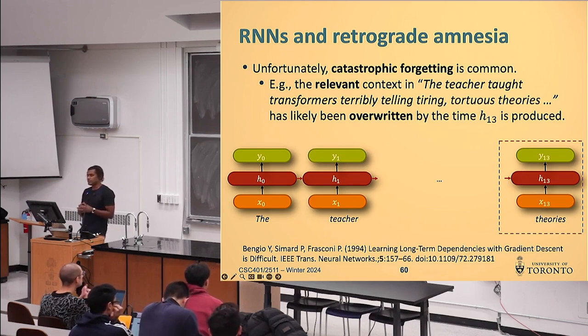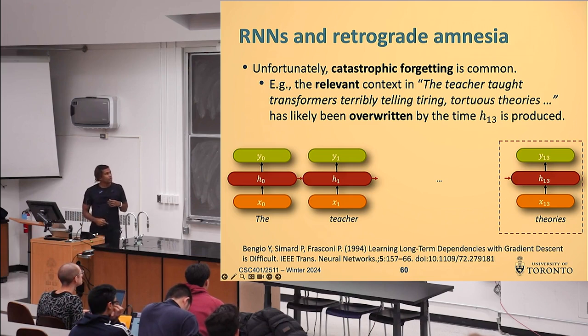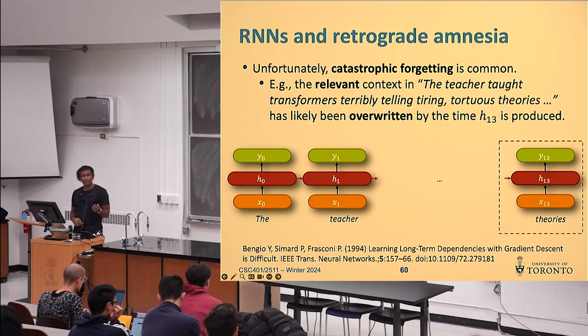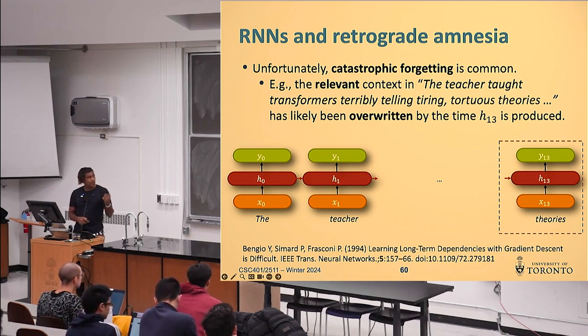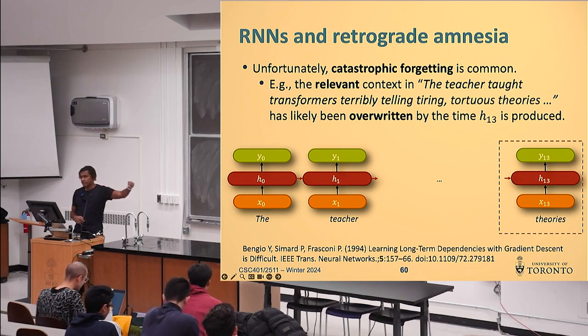If you think about a very long sentence, for example, the teacher taught transformers terribly, telling tiring, tortuous theories, it's such a long sentence that by the time we get to theories, we have forgotten whether it was Gerald teaching transformers or me teaching transformers. So that information is lost. There's an information bottleneck on the last step, where it has to remember all the preceding words through recurrence. And if it's a long sentence, then, as we'll see, we can suffer from things like vanishing or exploding gradients.